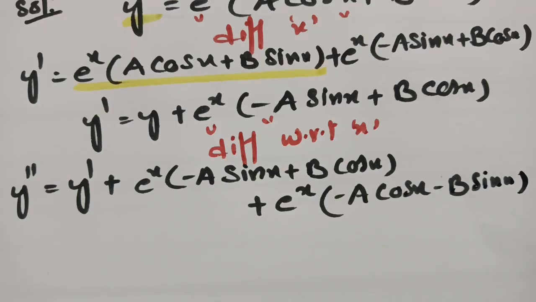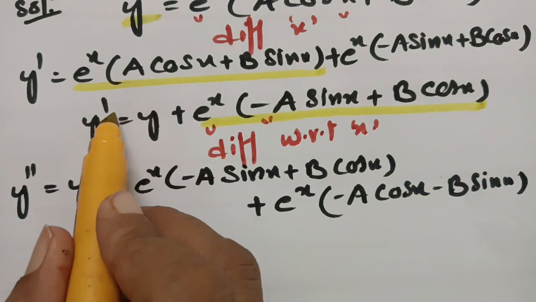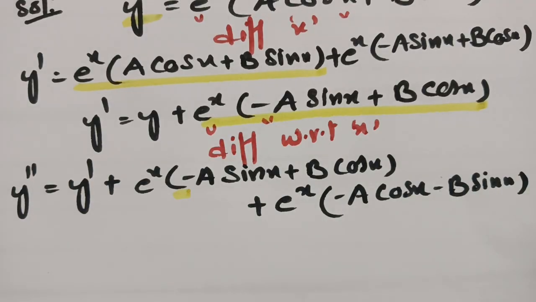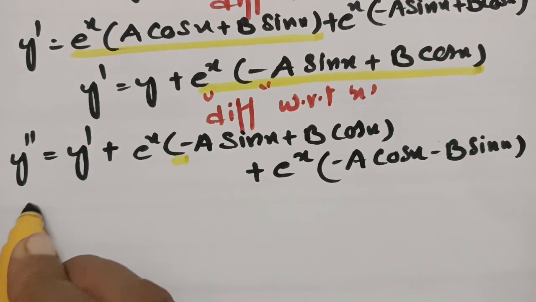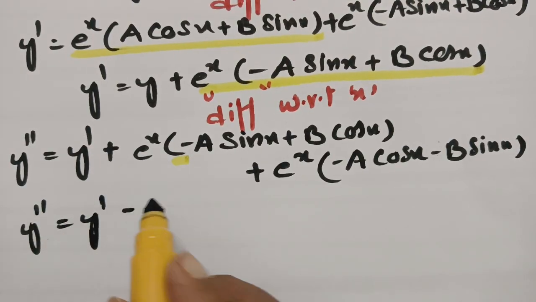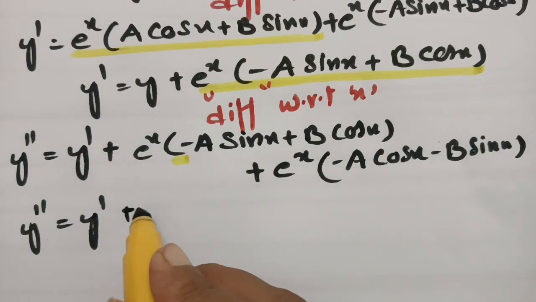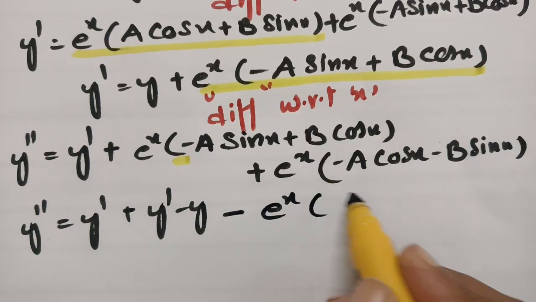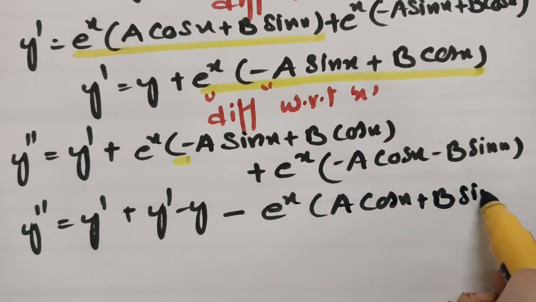And in this place, e power x into (minus a sin x plus b cos x) I can write as y dash minus y. So I'm substituting y dash minus y. So this y double dash is equal to y dash. Carefully observe, in this place I'm writing y dash minus y. And if I take minus common, this will be e power x into (a cos x plus b sin x).